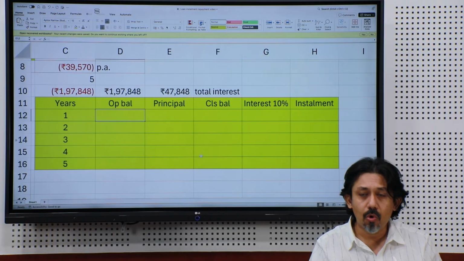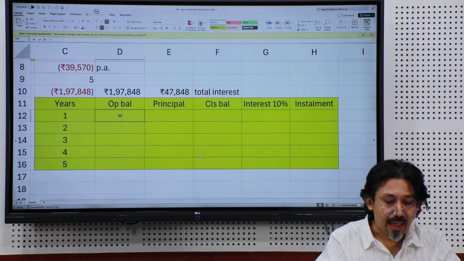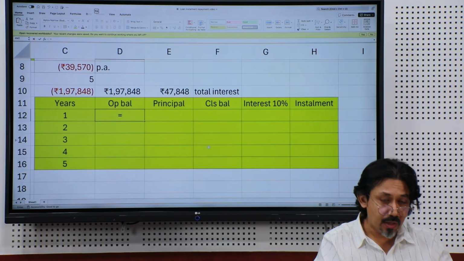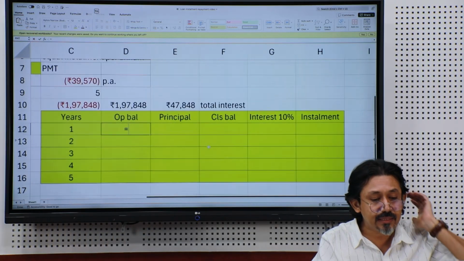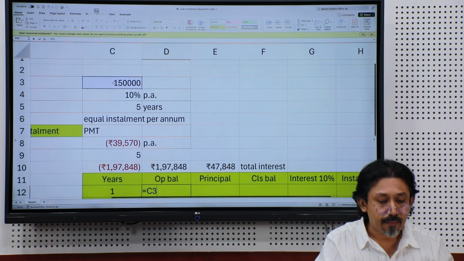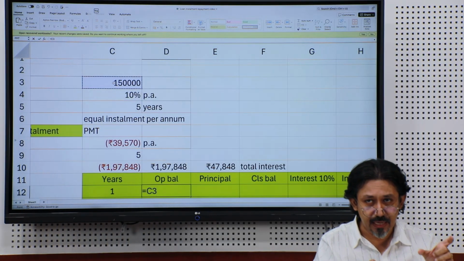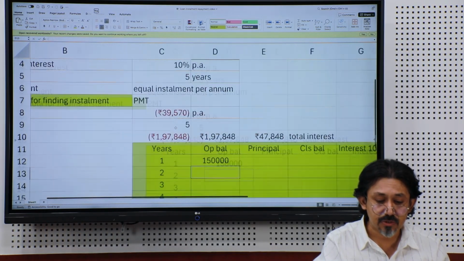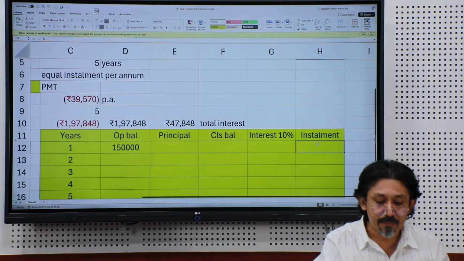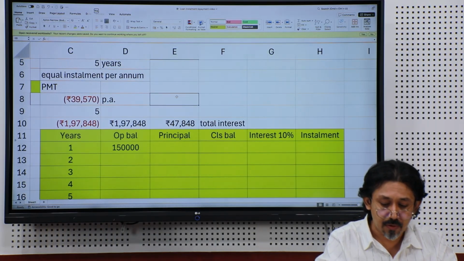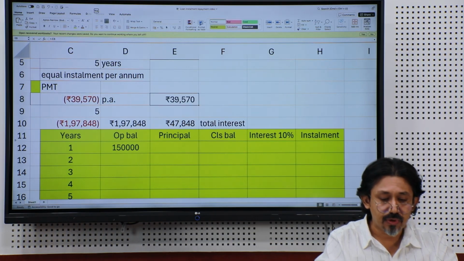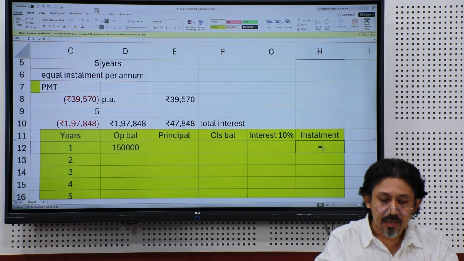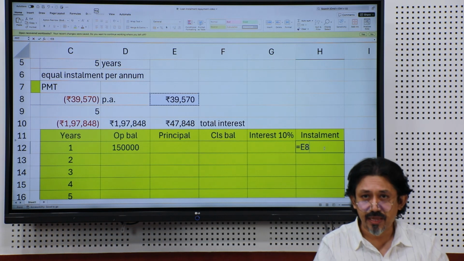So, what is the opening balance of my loan? I am not typing out the amount. I want all cells to be linked, and hence I am going to link the cell C3, which indicates the amount of loan. That is the opening balance. All right. What is the installment that I am going to pay? Let me convert this installment also into a positive amount over here. So, 39,570. Installment is 39,570.